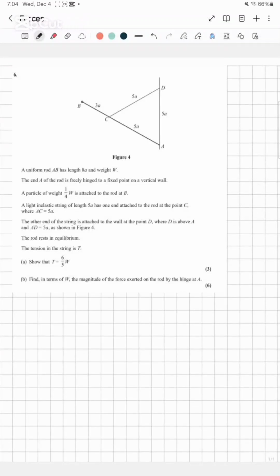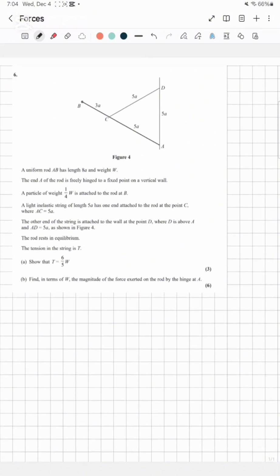Hi everyone. I'll be doing this question. It's from a past paper, Mechanics 2, November 2023. It's from last year. In part A, they say to show that the tension is 6/5 W, and for part B, they ask for the magnitude of the force exerted on the rod by the hinge at A.